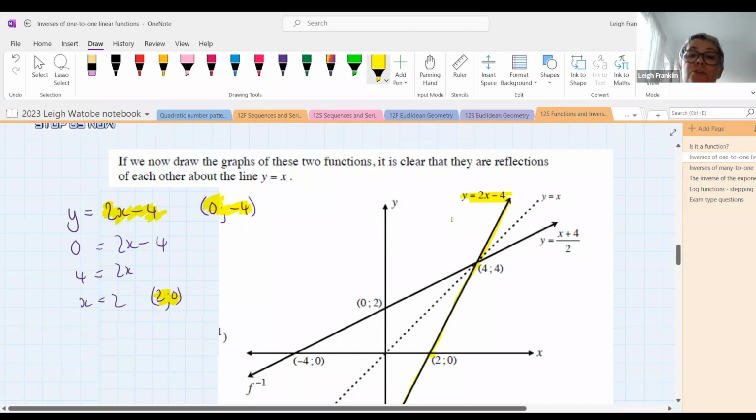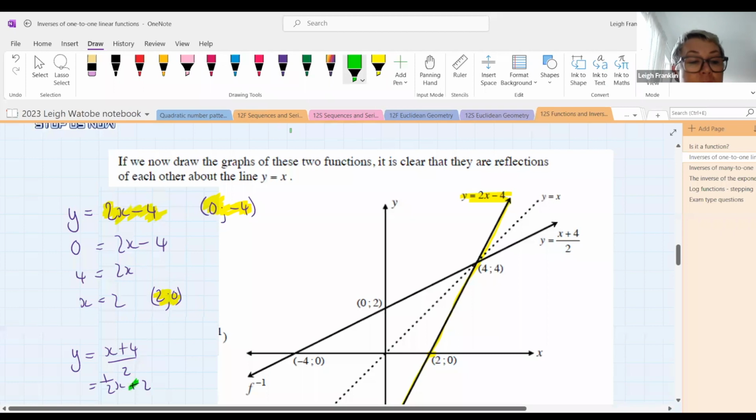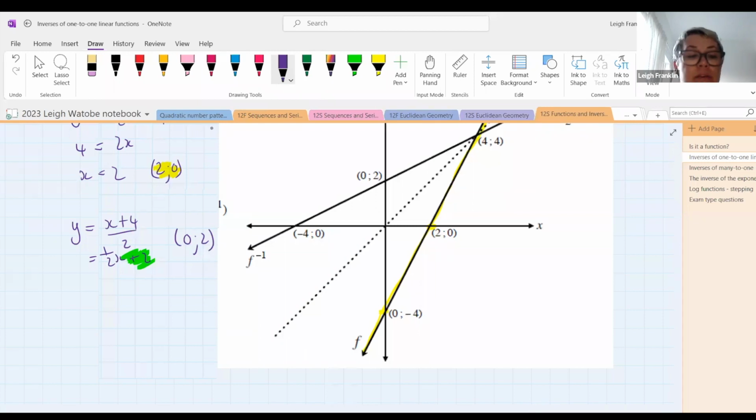Okay, I want to do the same thing with y equals x plus 4 over 2, right? This is why I think it's nice to write that, instead of writing it as y equals x plus 4 over 2, I prefer to write it as 1 over 2x plus 2, because then I can clearly see what my y-intercept is. All right, so similarly, the coordinates of my y-intercept, I can read straight off, and that would be 0 and 2. Okay, I want to again find my x-intercept, let y be equal to 0.